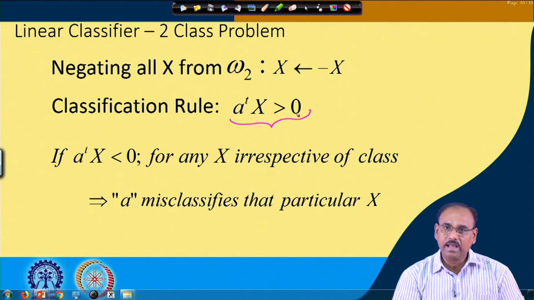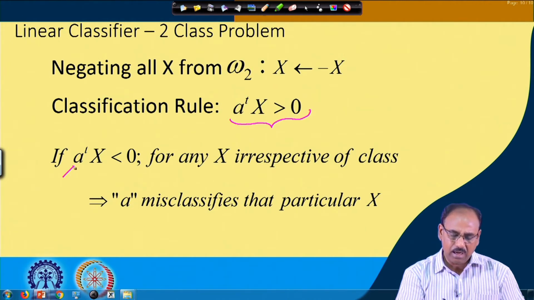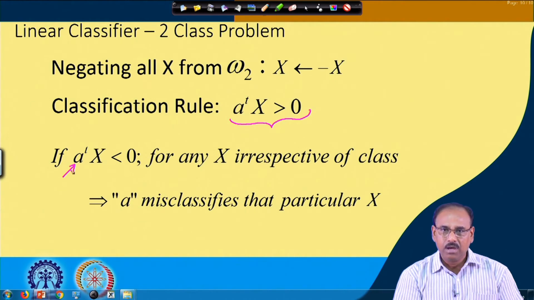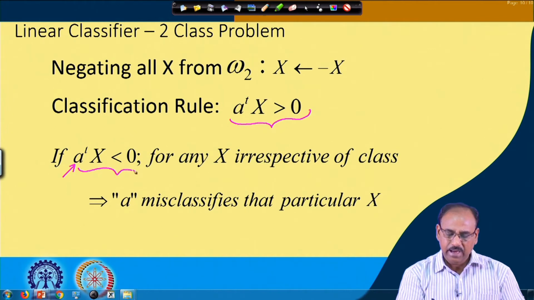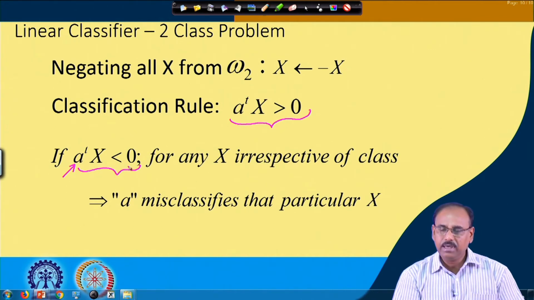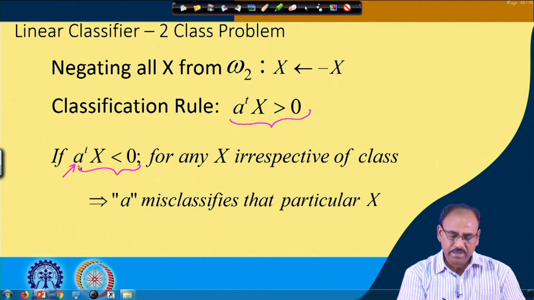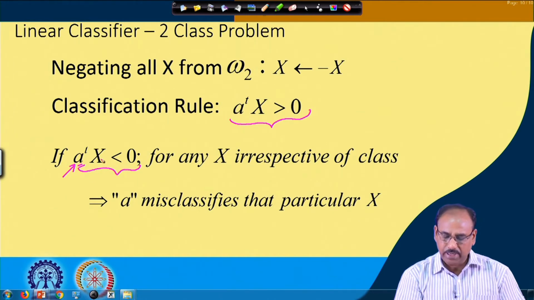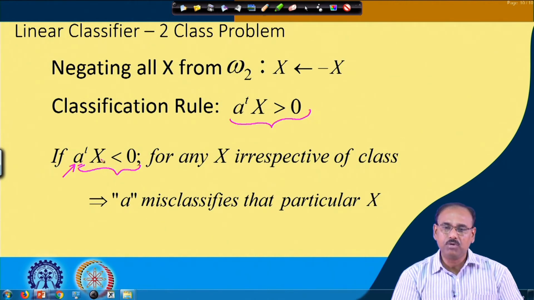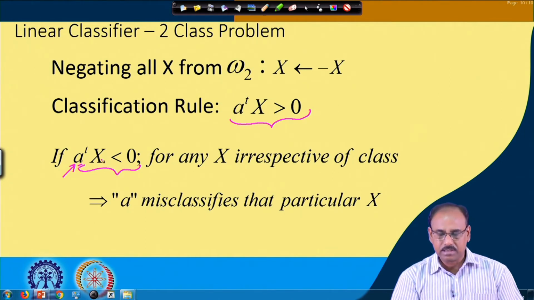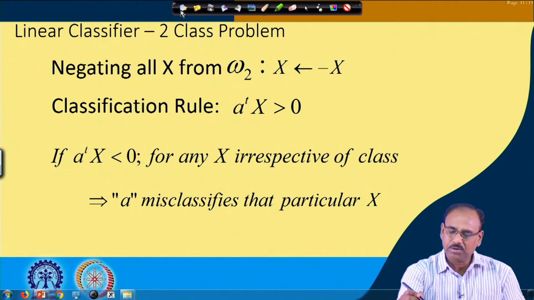If I find that, given a solution vector A, for any x irrespective of whether it belongs to class omega 1 or class omega 2, A transpose x is less than 0, immediately I can say that this solution vector A misclassifies the corresponding x. Whenever there is a misclassification, I must try to update A such that the updated A will correctly classify x. Let us see how we can do it.